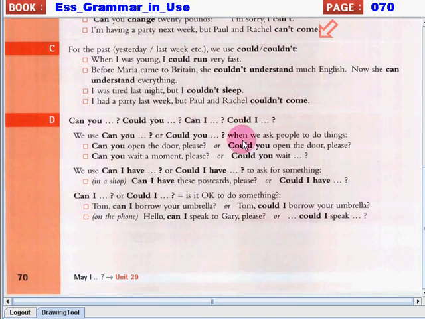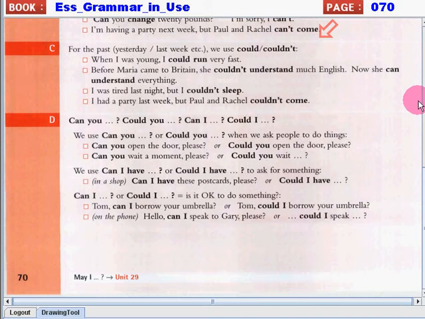Now here, for the past, for example, yesterday or last week, we use could and couldn't. So that's what we talked about a while ago. For example, when I was young, I could run very fast. Here, when the person or the subject was young, he could run. So it's already in the past, that's why we use could.